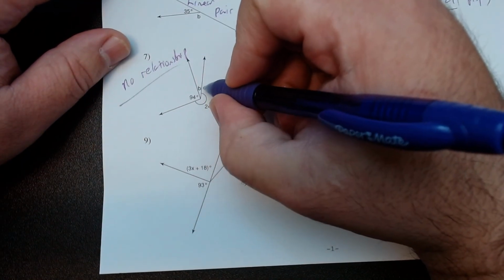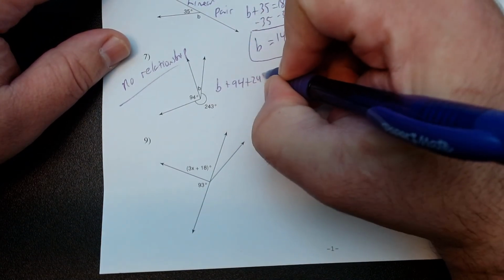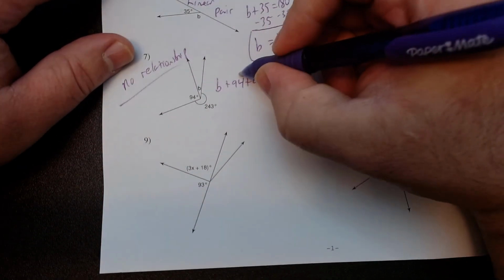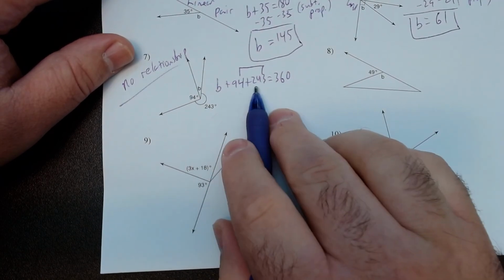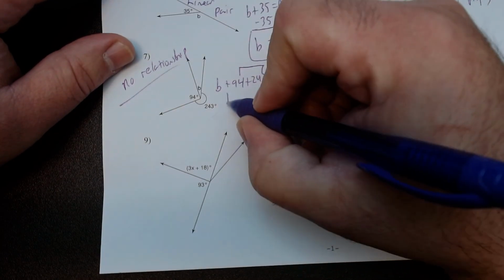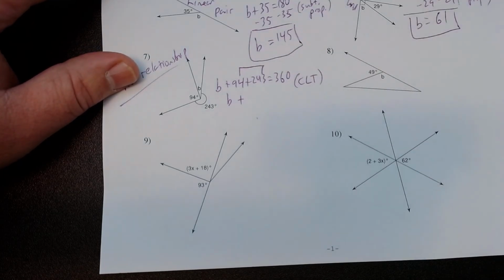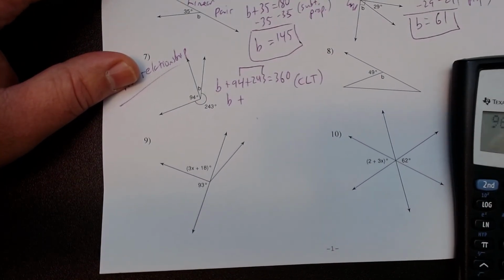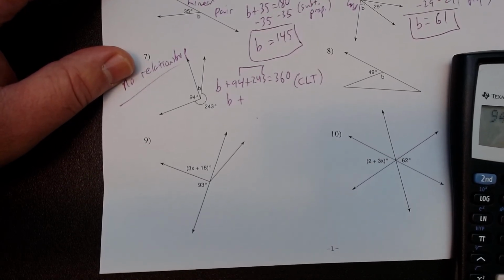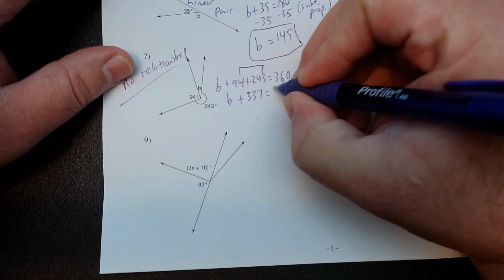And then we're going to add these 3 together, B and 94 and 243, and make them equal 360 when we add them up. First step, we'd be combining those two. That's combining like terms, CLT for combining like terms. We get B plus, and then 94 plus 243. I'm gonna need my calculator for that. 94 plus 243. I get 337 when I combine those like terms.